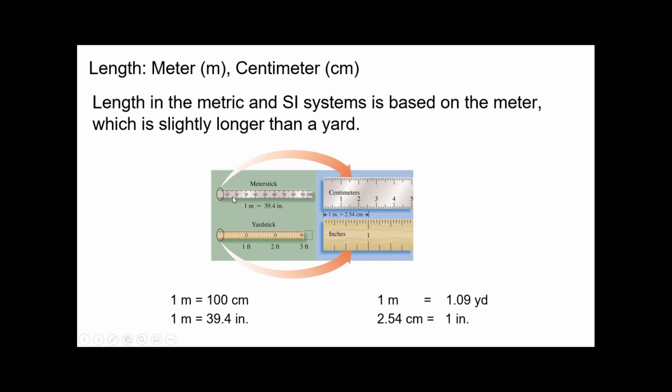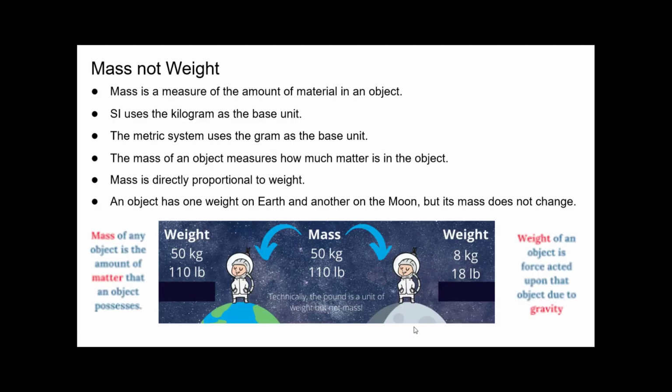So 1 meter is 100 centimeters. 1 full meter here is 100 centimeters. We use everything at a base of 10. 1 meter is also 39.4 inches. 1 meter is 1.09 yards. And 1 inch equals 2.54 centimeters exactly. And I'll get into what exactly means later.